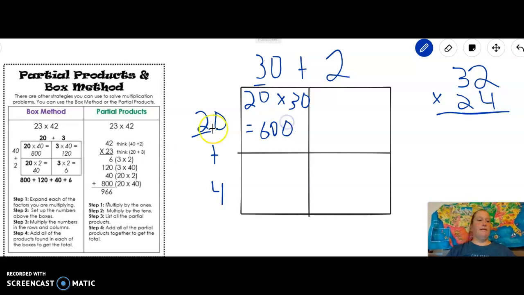I kind of went ahead of myself, but we're on step 2. It says set up the numbers. We did that. Multiply the numbers. That's what we're doing now. 20 times 2. We're on day 4 of the standard. Hopefully we're moving a little quicker, right? 2 times 2 is 4.